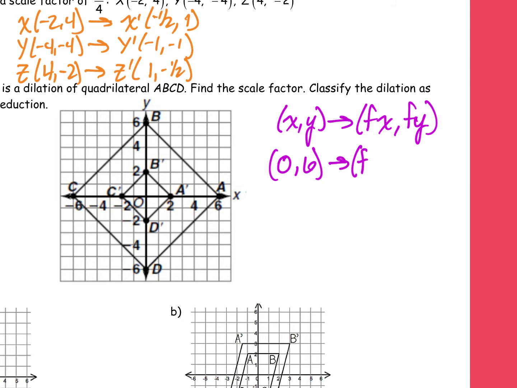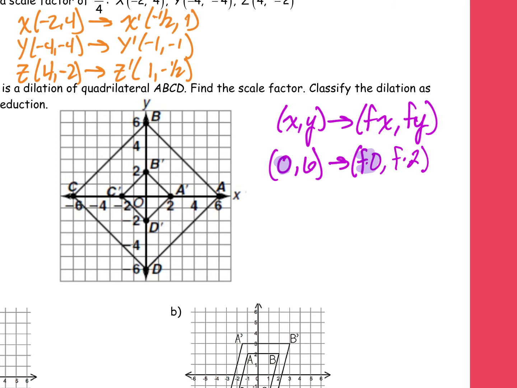0, 2. So F times 0, and F times 6 equals 2. We're doing B and B prime, right? Because if I do B, I have to do the matching point B prime. The zeros, these two, aren't going to do me any good, because F can be anything and they're going to be equal to each other. 0 times anything is 0. So that's not going to do me any good.